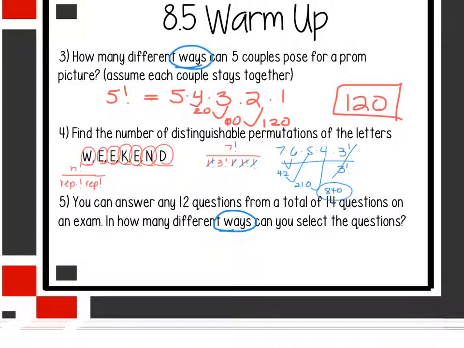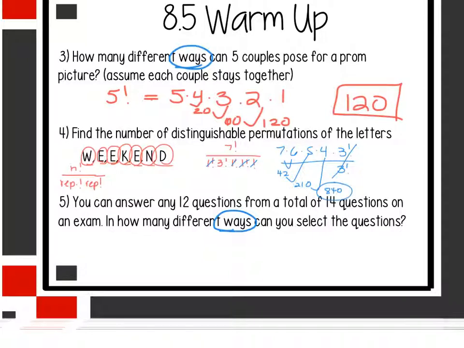One is I'm taking it a certain number at a time, first of all. But 2 is that the order of which you answer these questions is not part of the problem, which means this is not a permutation, this is a combination. So it's just how many ways can you pull 12 questions from that 14, not in which order would you answer those 12. Does that make sense? So even though they both say how many ways, they mean 2 totally different things.